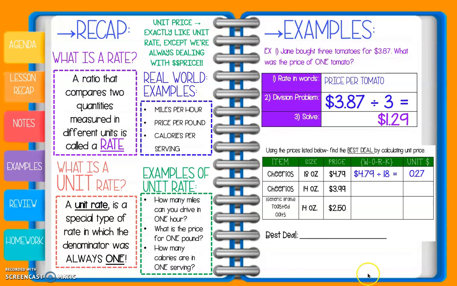And then for the Cheerios, for the 14 ounces, we would have $3.99 divided by our 14 ounces, and we get that those are 28 cents per 1 ounce. So you see that the smaller box is a little bit more expensive than the 18-ounce box. Okay, so then let's take a look at our Toasted Oats. So we would have $2.50 divided by 14 ounces, and we get that those cost 18 cents per ounce. So to find the best deal, we're looking for the one that has the cheapest per ounce, which in this case is the Toasted Oats.